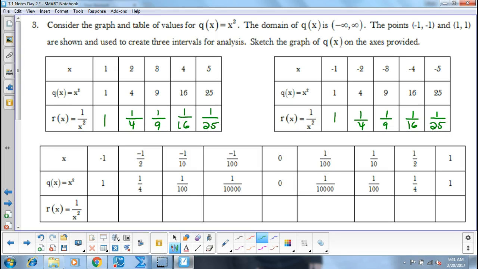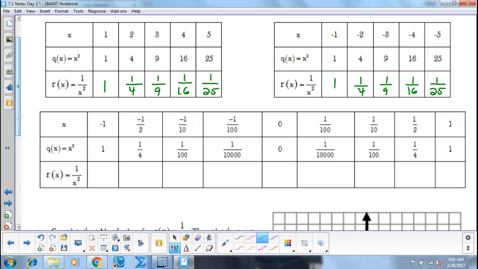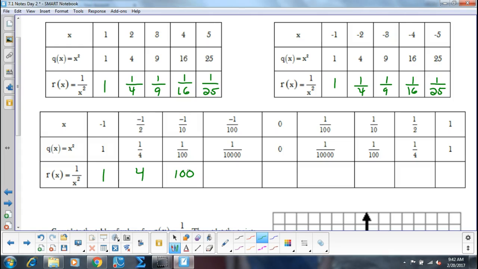Okay? Now let's break it down a little bit farther. Let's get closer and closer to 0 now. 1 flipped, still 1. 1/4 flipped is 4. 1 over 100 flipped, 100. 1 over 10,000 flipped, 10,000. 0 flipped. So divide. Johnny? Undefined. What does that mean from Friday?